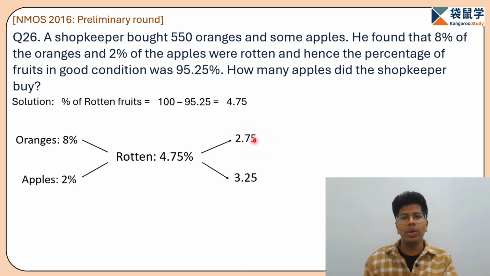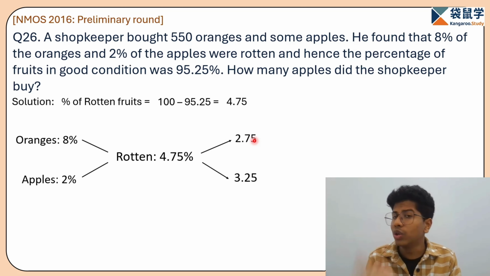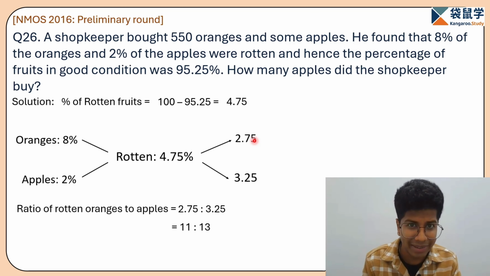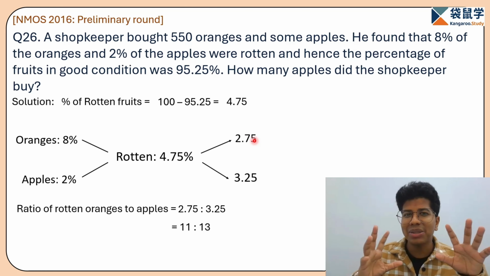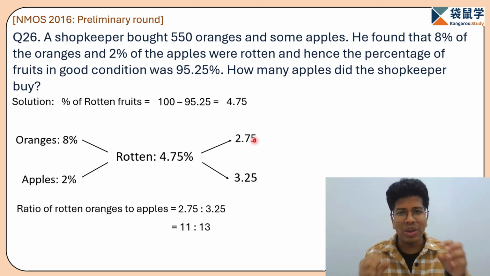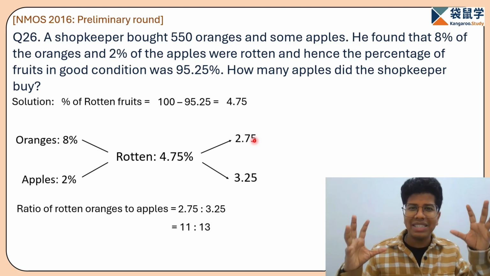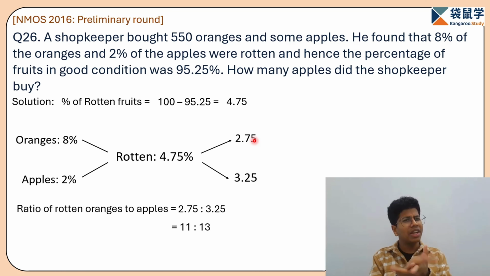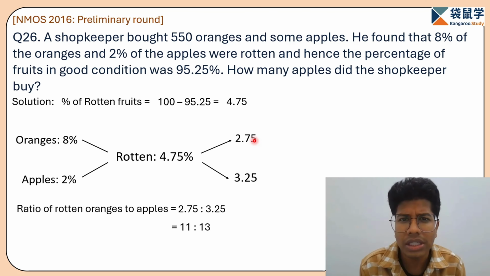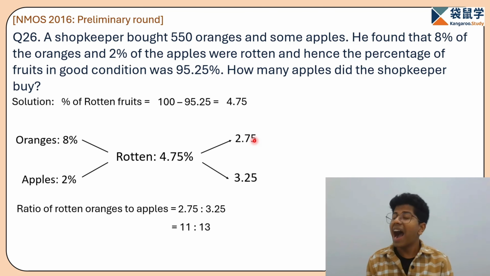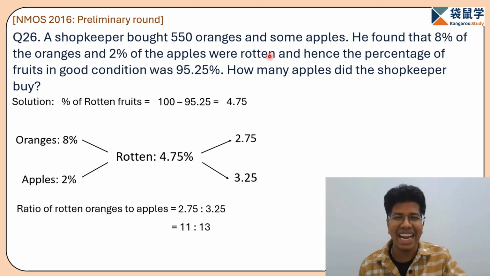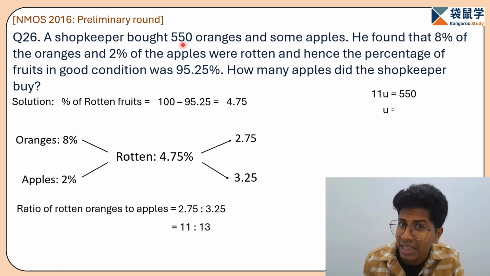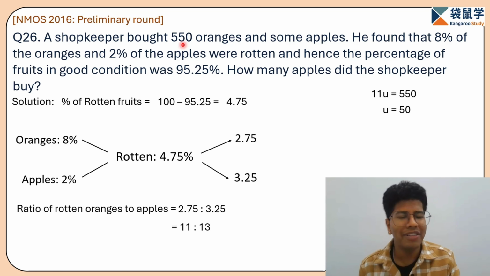If I convert it into ratio, that is ratio of oranges to ratio of apples, the ratio is simply 11 is to 13. Now what does this 11 is to 13 correspond to? This corresponds to number of oranges and number of apples as well, right? So how to find out number of apples? Because this is in ratio, 11 units, 13 units. Is there any exact value given? The number of oranges, that is 550. So 11 units represents 550. 1 unit is nothing but 550 divided by 11, which is 50.